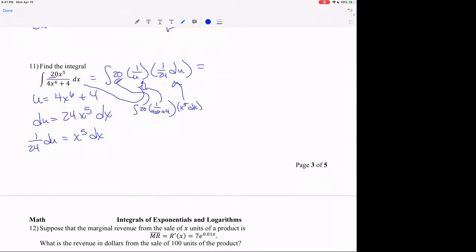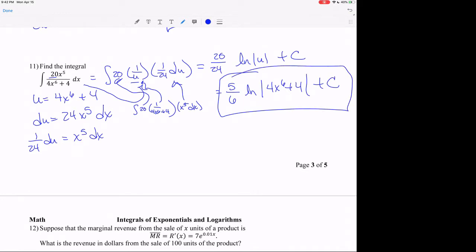So now I'm going to integrate. So this is 20 over 24. This integrated becomes ln absolute value of u plus c. So that equals 20 over 24 simplifies to 5 over 6, the natural log of the absolute value of 4x to the 6 plus 4 plus my c. And so that is my final answer.